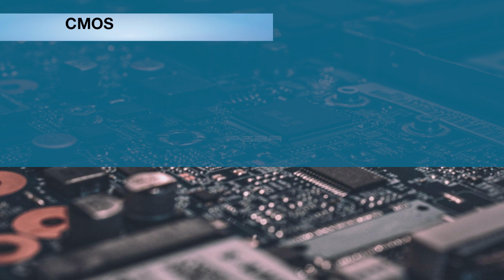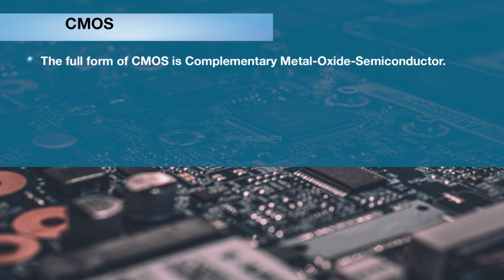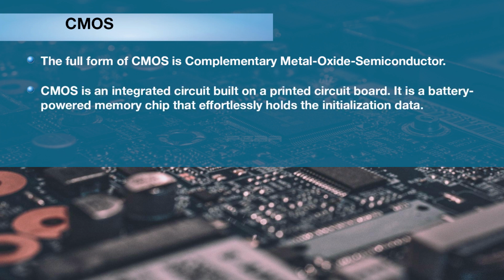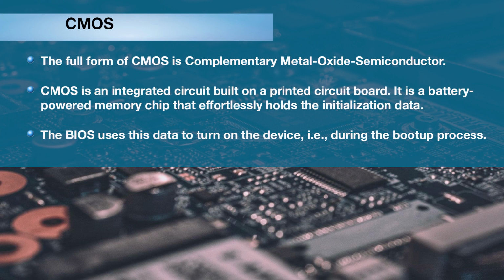Now we discuss CMOS. The full form of CMOS is complementary metal oxide semiconductor. CMOS is an integrated circuit built on a printed circuit board. It is a battery powered memory chip. They effortlessly hold the installation data. The BIOS uses the data to turn on the device during the boot up process.